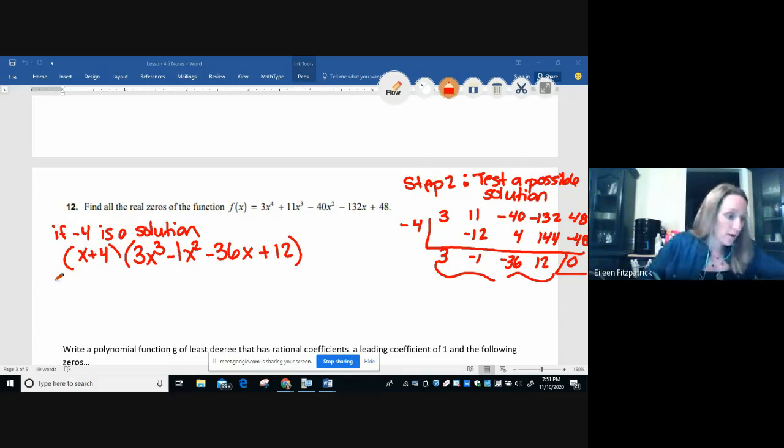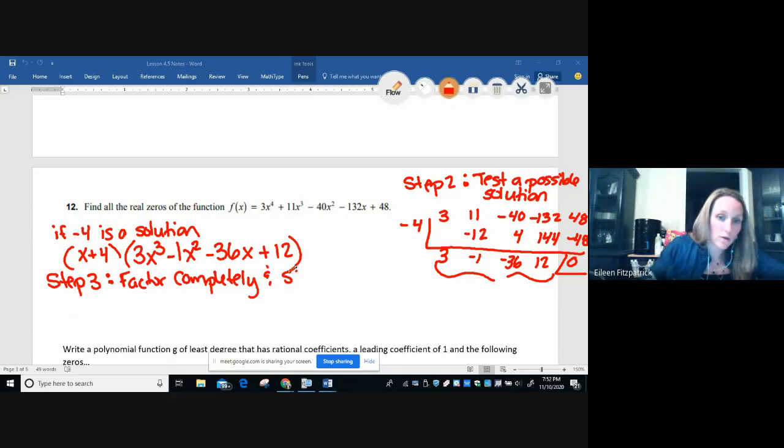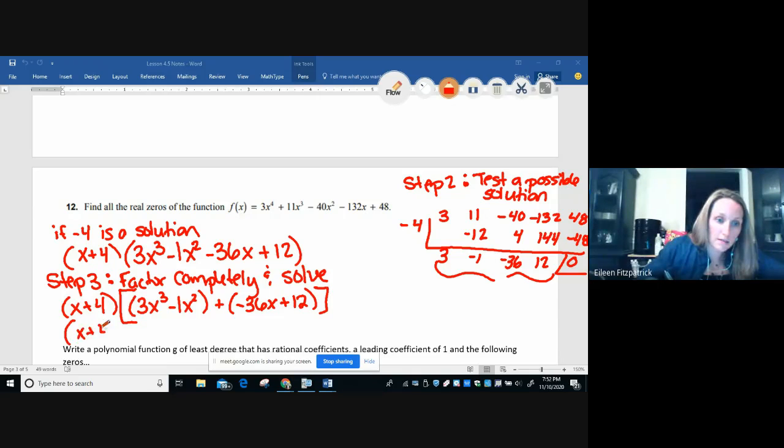Okay, from there, step 3, you're going to factor completely and solve. So if this polynomial that's left over can be factored by hand, that's what we're going to do. I'm going to try to factor by grouping. So I'm going to group the first two terms together, and I'm going to group the second two terms together. So copy that down again.